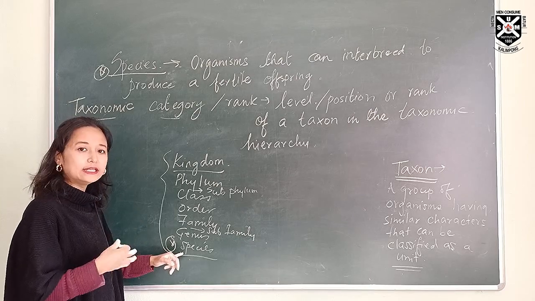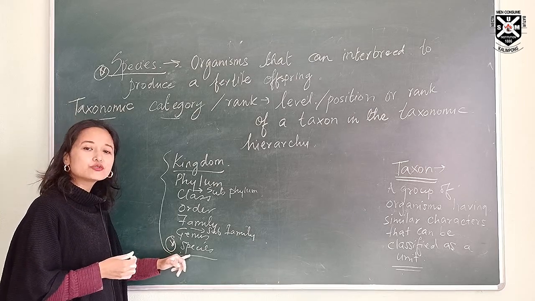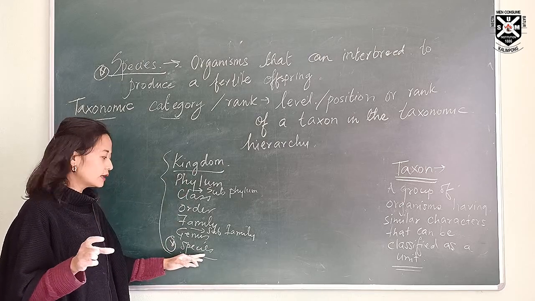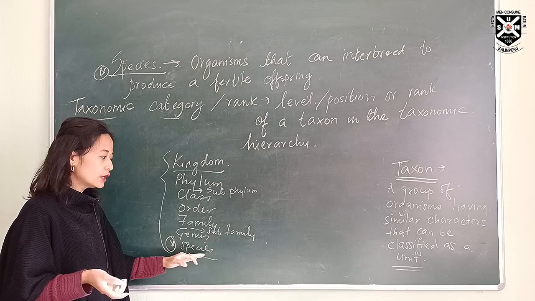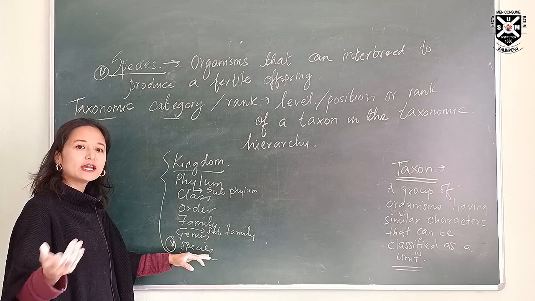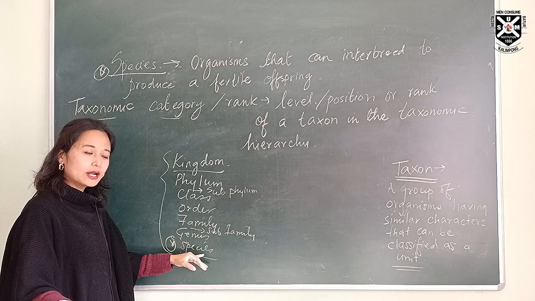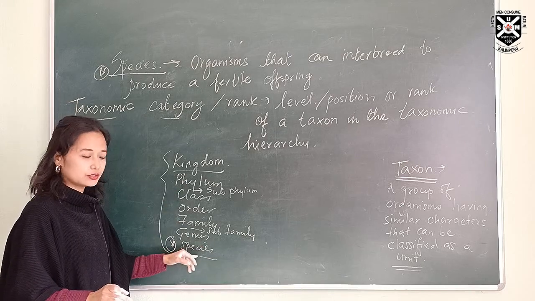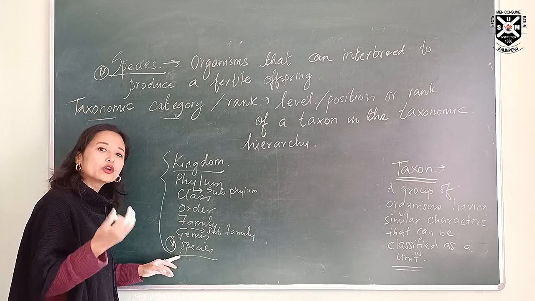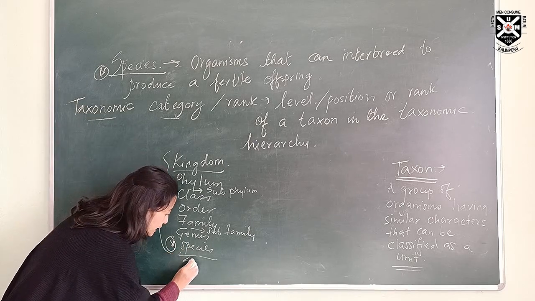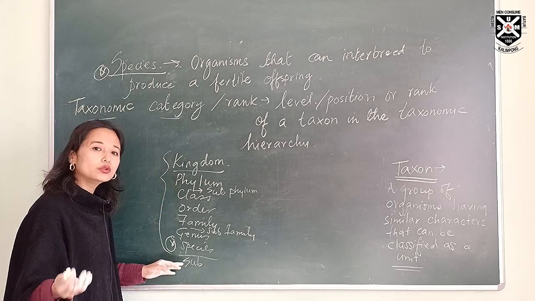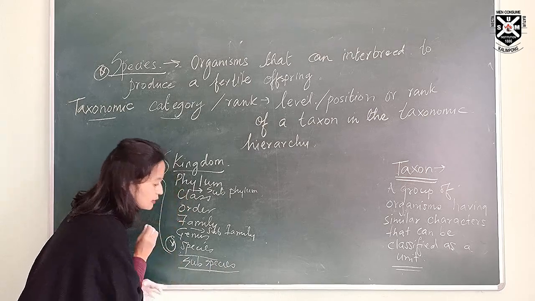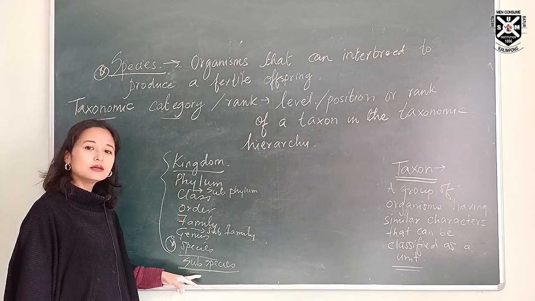In the taxonomic hierarchy or the linear hierarchy, species is regarded as the unit. The unit of the whole taxonomic hierarchy is your species. So Linnaeus has not subdivided the species level. It is the most basic unit of the whole classification system. But now modern taxonomists have included a taxonomic category even below the species level, that is known as the subspecies.